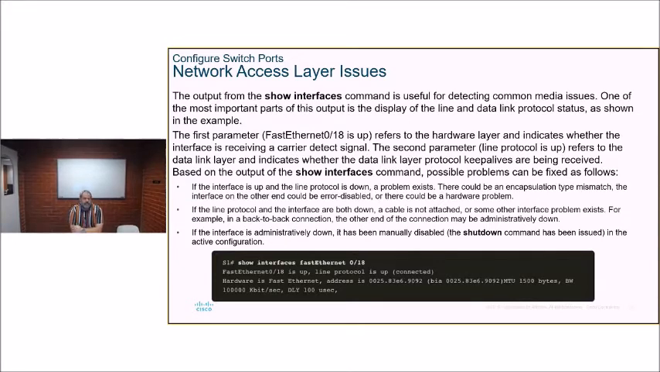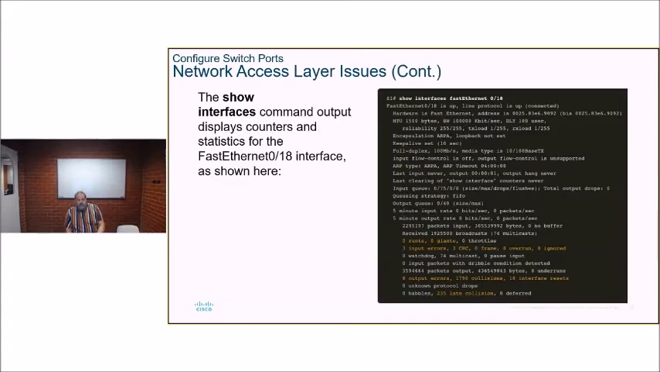So if the interface is up and the line protocol is down, a problem exists. There could be an encapsulation type mismatch, the interface on the other end could be error disabled, or there could be a hardware problem. If the line protocol and the interface are both down, the cable is typically not attached, or some other interface problem exists. And so if you've got it hooked into another router or a switch, that could be administratively down as well. If the interface is administratively down, it means it's been turned off with a shutdown command, and so to get it up, you need to do no shutdown on that interface.